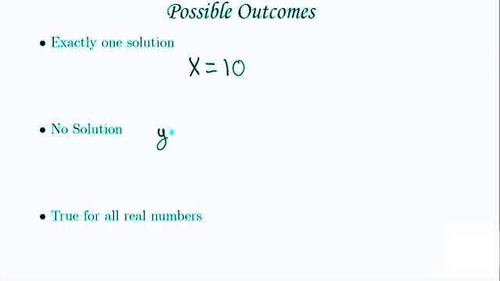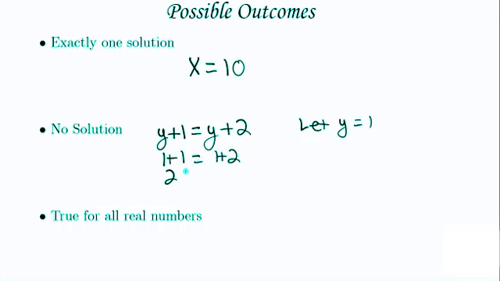For example, if I look at y plus 1 equals y plus 2, there's not going to be a situation where this holds up. And you could use trial and error to examine this. Let's let y equal 1. Well, then that would give me 1 plus 1 equals 1 plus 2, which is clearly not true, because 2 does not equal 3. And you could try that with a bunch of different numbers.